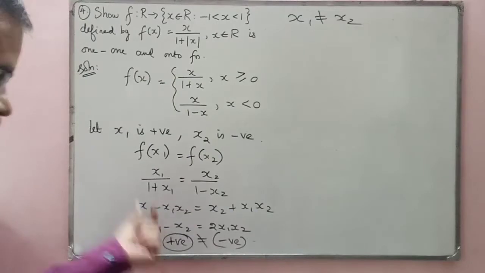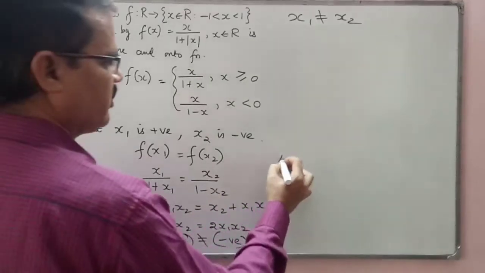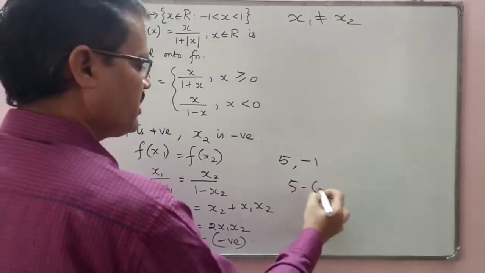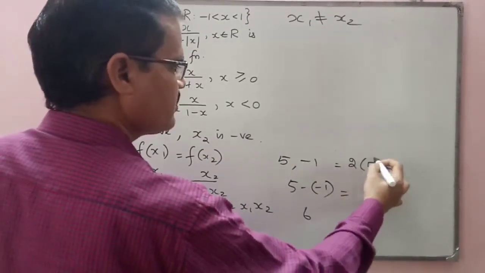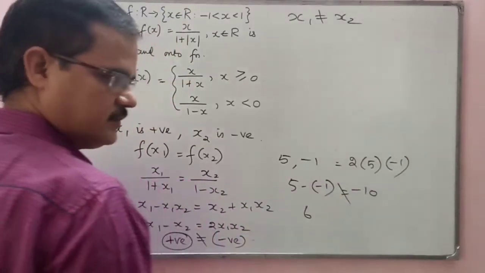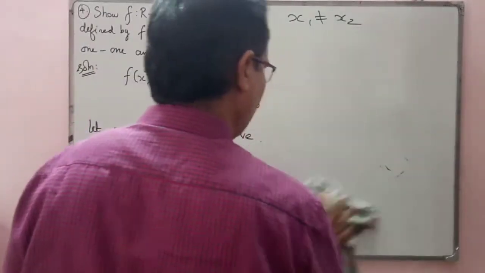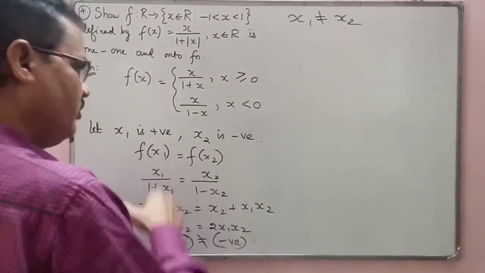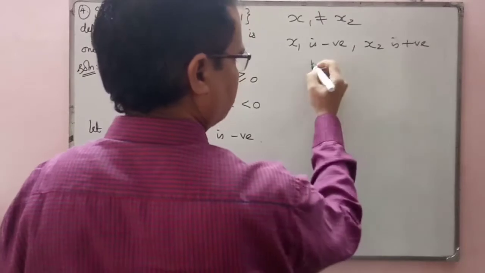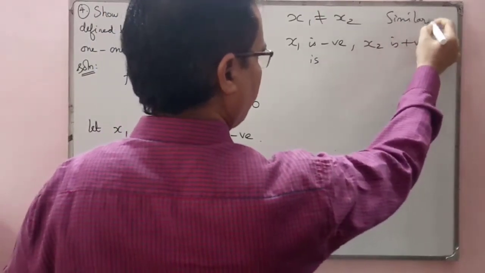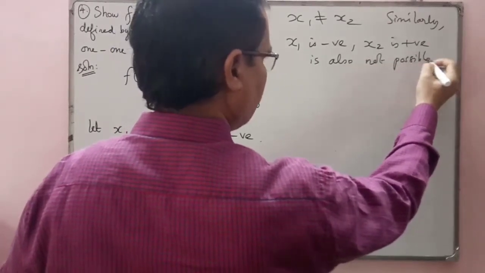Do you understand? You should think of a number. So 5 minus a negative number, this side will be positive. For example, I take 5 and minus 1. So what you will say? 5 minus of minus 1 is 5 plus 1, which is 6. You go on the other side, 2 times 5 times minus 1. So you have minus 10. They are not equal. So it's not possible. Okay. So one positive and one negative is not possible. Similarly, x1 negative and x2 positive is also not possible. You can write similarly. It's also not possible. So what is the final conclusion?